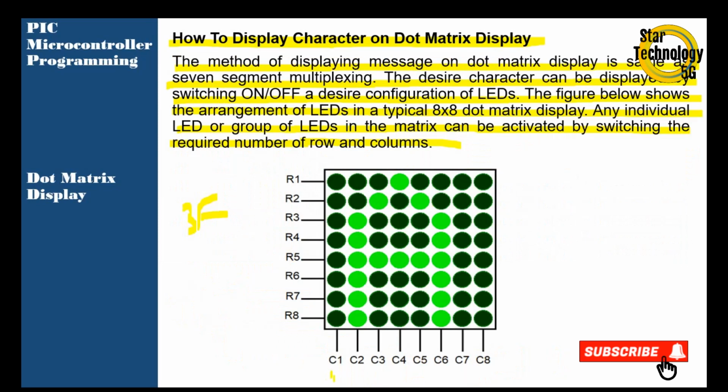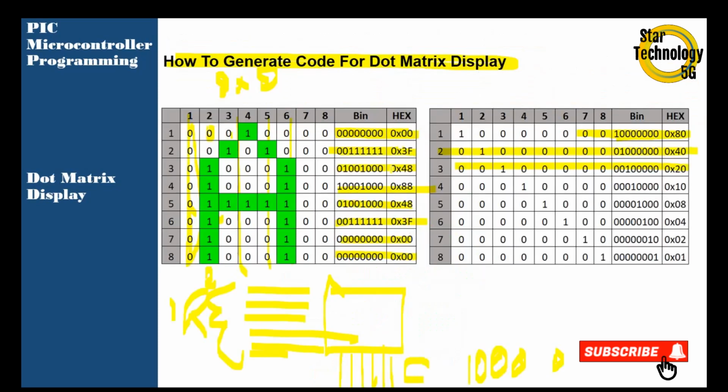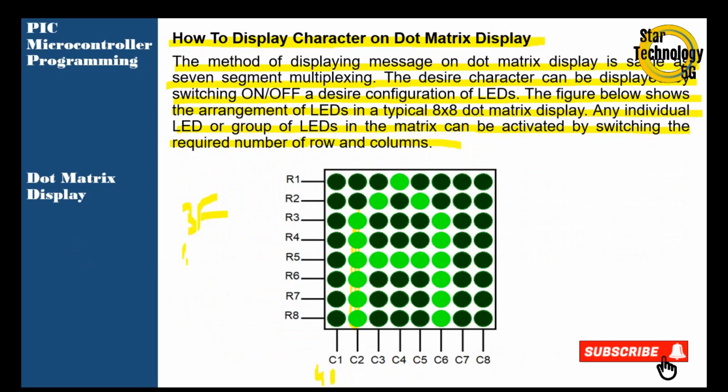We will send 0x40 code on column side. It will display this line on dot matrix display. After that we will send 0x4a data, and we will send 0x20 on column side. Then it will display this line.